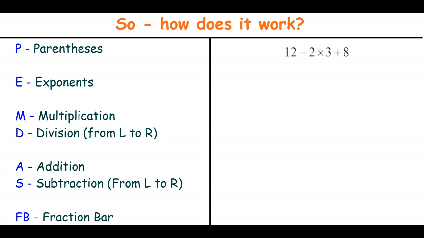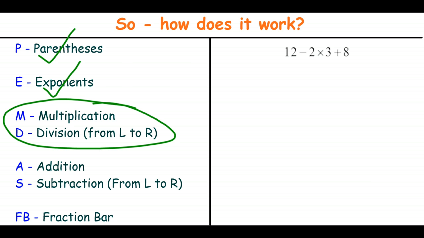The first, we'll start with something basic like we had before. 12 minus 2 times 3 plus 8. Now I've included the order of operations here to the left so we can go through step by step and make sure that we've got everything. There are no parentheses, so our P is all set. There are no exponents, so our E is all set.